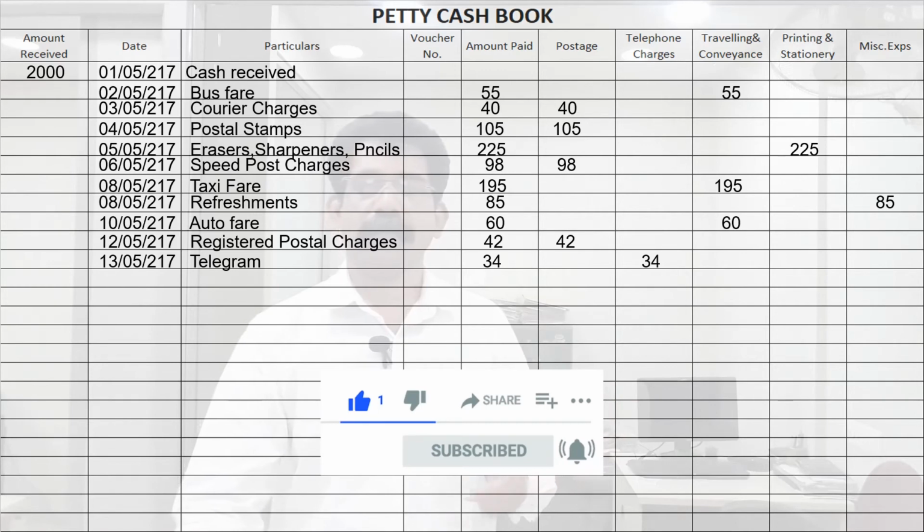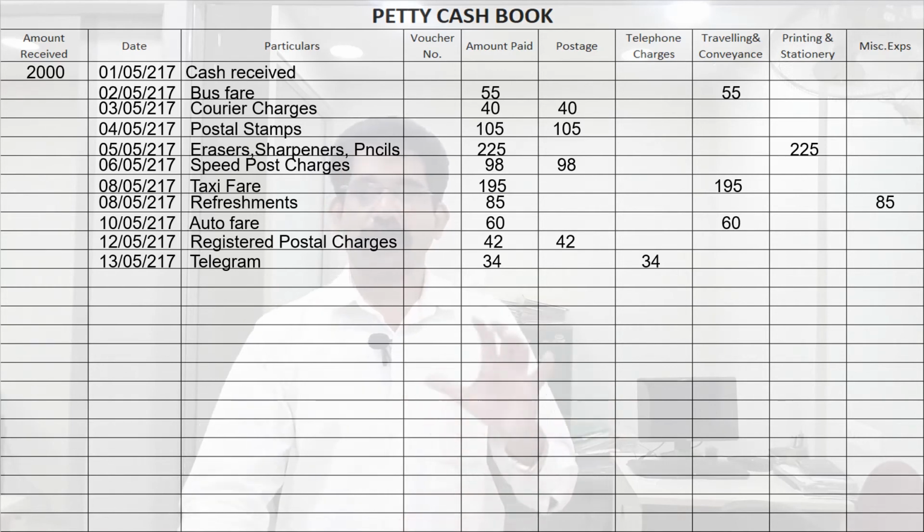On 14th, cartridge rupees 25. So we have no separate column for cartridge. So we can record it on the miscellaneous amount column. 14th May, particulars column, cartridge. Under miscellaneous column, write down rupees 25. Take the total to the total amount column, rupees 25.